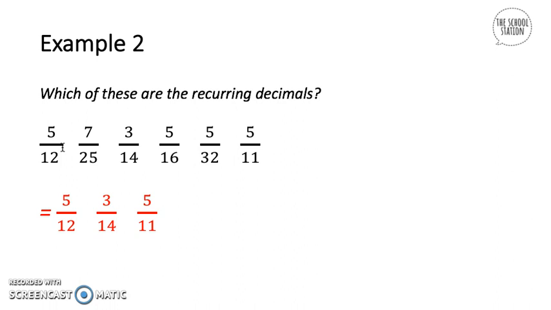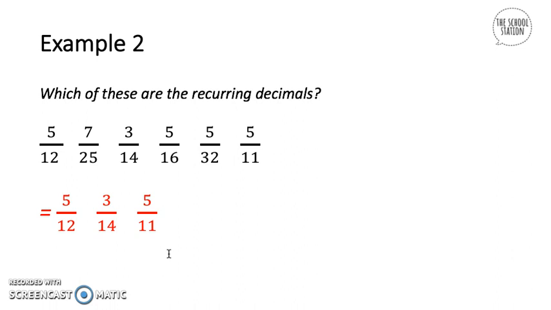For 3/14, we realize that 14 is not a power of 2 or 5, so that will be a recurring decimal. 16 is 2 to the power of 4, so this would be a terminating decimal, and not a recurring decimal. For 5/32, we realize 32 is also a power of 2. And last of all we have 5/11. 11 is not a power of 2 or 5, so 5/11 is a recurring decimal. So that's how we spot if they're recurring or terminating decimals.